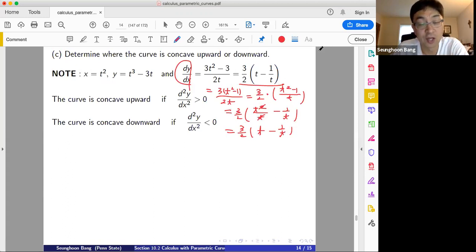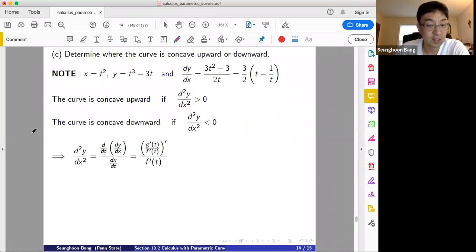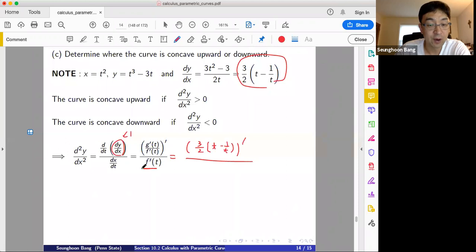So what makes it concave up, concave down? You can use the second derivative. Second derivative positive, concave up. Second derivative less than 0, concave down. So here, you can use a formula. It's the same as, what's that? dy/dx is this one. You can plug into here. So what does it mean? Exactly, 3 over 2 times (t minus 1 over t) prime, over the derivative of x, dx/dt. dx is t squared, only t squared prime.